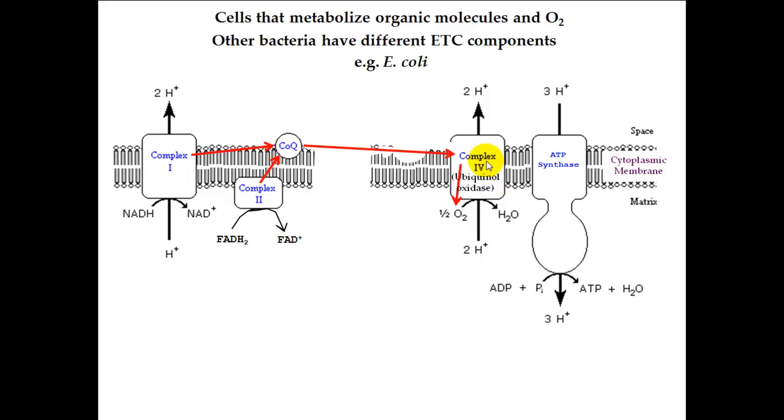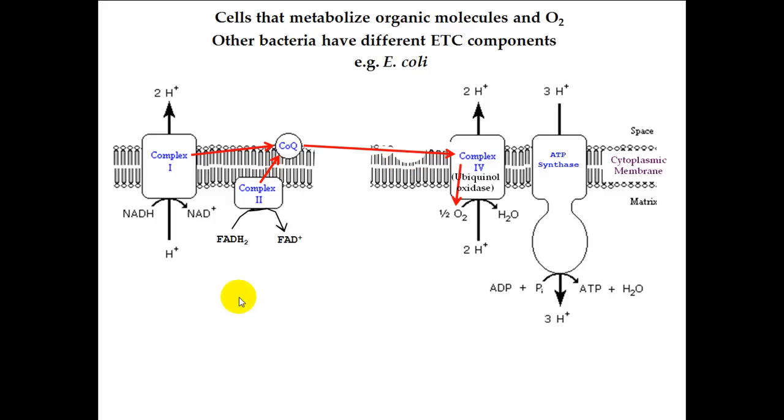So the complex 4, the last complex in E. coli, what it does is that it oxidizes or takes away electrons from a molecule called ubiquinol or coenzyme Q, not a molecule called cytochrome, because E. coli don't have cytochrome C. Right, so that's one difference in the electron transport chain of E. coli. It lacks complex 3, and it also lacks cytochrome C.